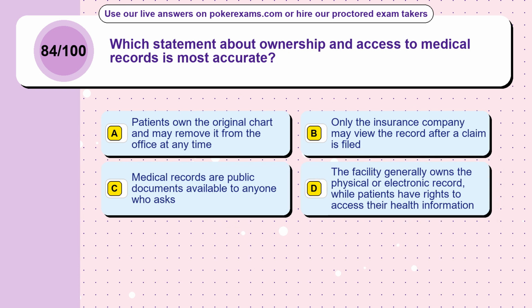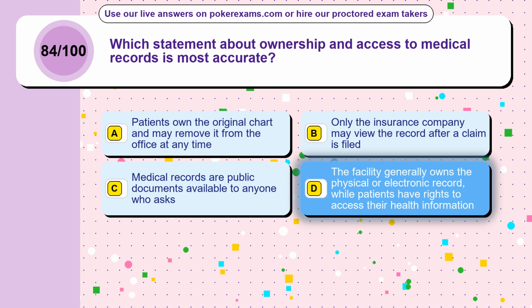Question 84. Which statement about ownership and access to medical records is most accurate? Option A, patients own the original chart and may remove it from the office at any time. Option B, only the insurance company may view the record after a claim is filed. Option C, medical records are public documents available to anyone who asks. Option D, the facility generally owns the physical or electronic record, while patients have rights to access their health information.